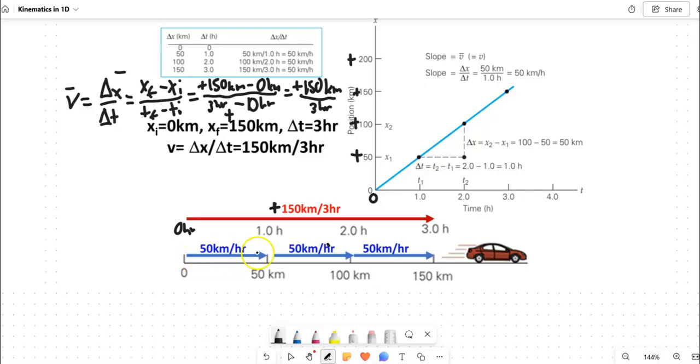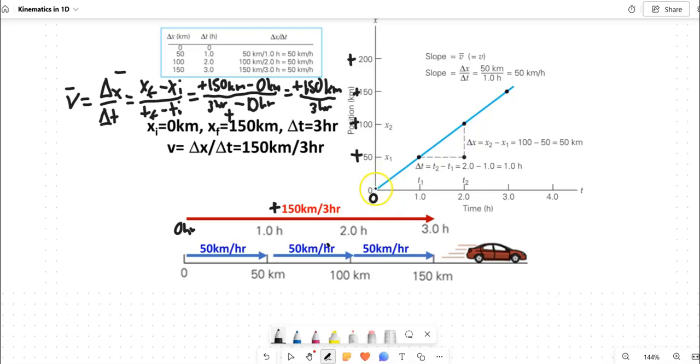Now, at these points right here, at the 1 hour mark, you were driving with that instantaneous velocity, 50 kilometers for that period of 1 hour. At the next hour, you're driving 50 kilometers over that hour. And finally, at that third hour, you're driving another 50 kilometers per hour.